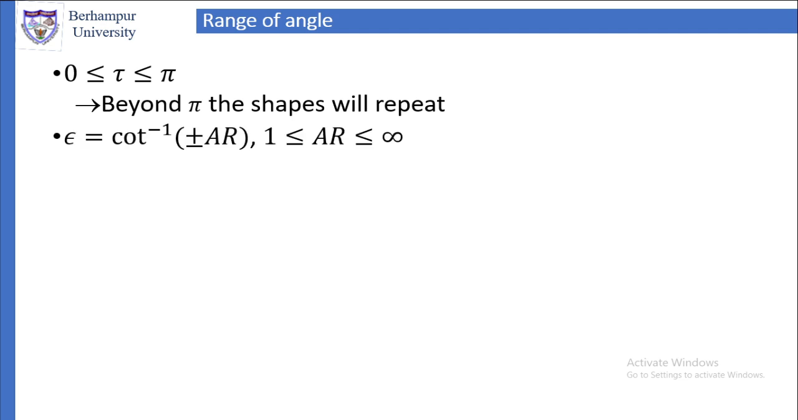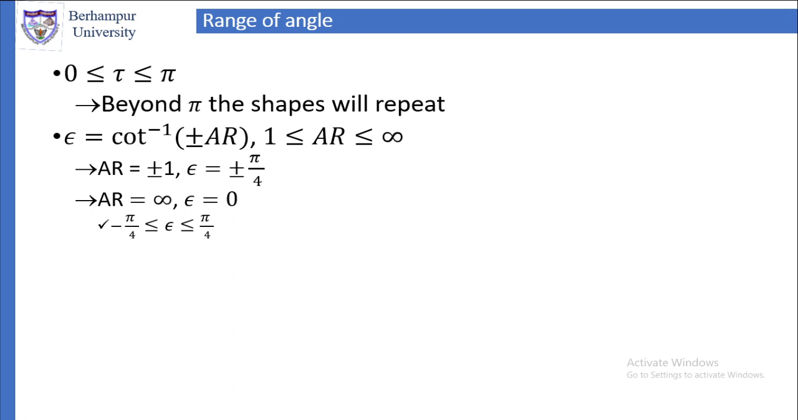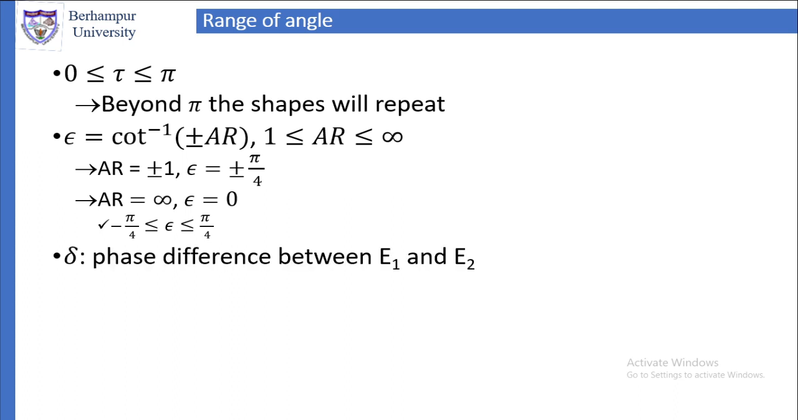Then epsilon is equal to cot inverse of plus minus the axial ratio. The magnitude of axial ratio is between 1 and infinity. So if the axial ratio is equal to plus minus 1, then epsilon is equal to plus minus pi by 4. If the axial ratio is equal to infinity, then epsilon is equal to 0. So minus pi by 4 is less than or equal to epsilon, which is less than or equal to pi by 4. That will be the range for epsilon.